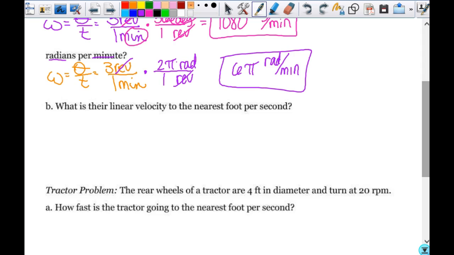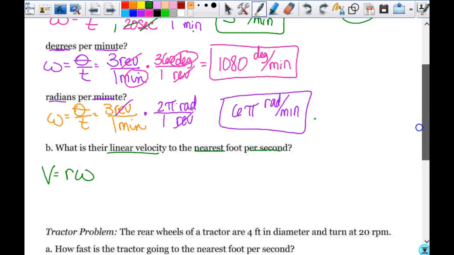Okay. So now it asks me for my linear velocity to the nearest foot per second. So linear velocity, again, I already have my angular velocity, so I'm going to just use r omega. Can I choose any one of those angular velocities to use, or do I have to use a specific one? What do I have to use? The radians. It has to be in radians. So this is the one that I have to use, right? I know that the radius they gave me is what, 25 feet?